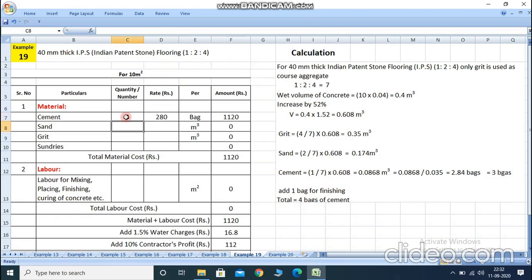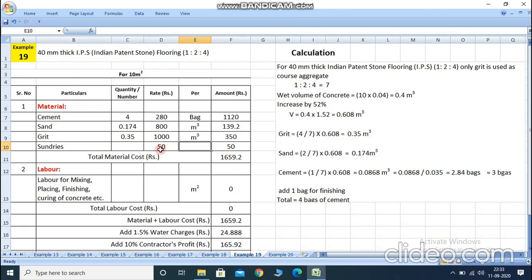Then after cement, the sand quantity we calculated is 0.174. So write here 0.174 per meter cube, sand cost is 800 rupees. Grit we calculated 0.35 meter cube. So write here 0.35, and the per meter cube grit rate is 1000 rupees. And as the extra cost we take 50 rupees.